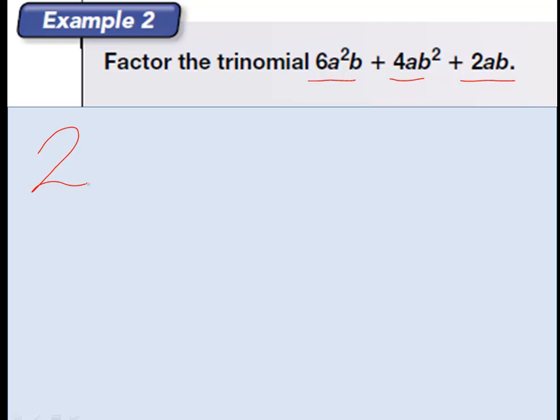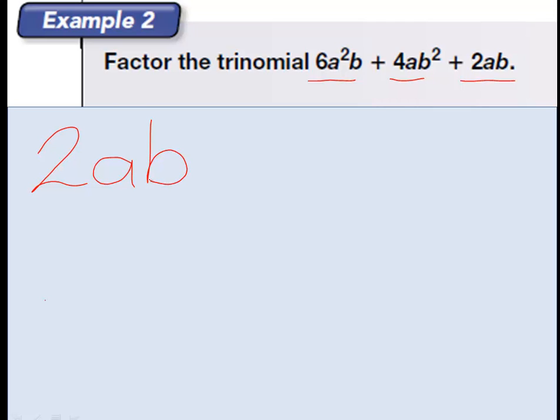How about, does each one of those expressions have an a in it? They do. Do they all have 2 a's or just 1 a? They all have just 1 a, so we can only pull out 1 a. And then do they all have a b? They all have a single b. Do they have a b squared? They don't, so only a single b. So we can pull out a 2ab out of each one of these.